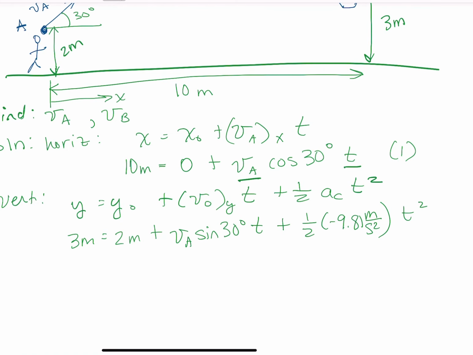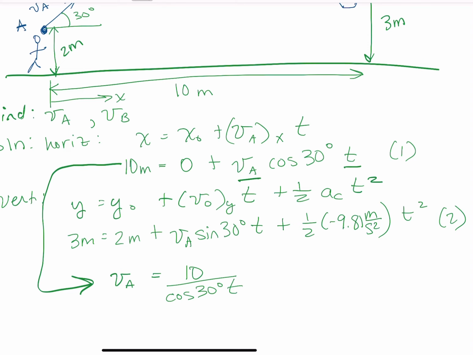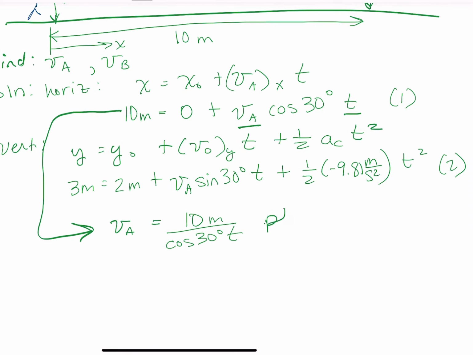Actually, let's just move this over here. So we have two equations and two unknowns, so we can solve these now. Let's take that equation 1 and put v sub A in terms of t. So I'm going to bring this down here. v sub A equals 10 divided by the cosine of 30 degrees times time. And then we can just plug that into equation 2.